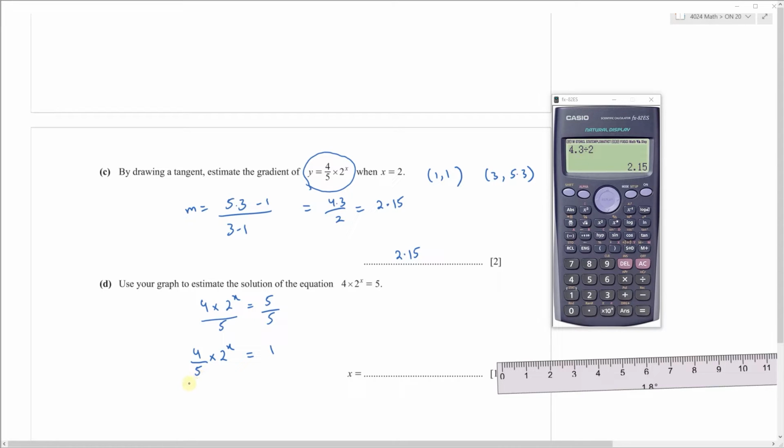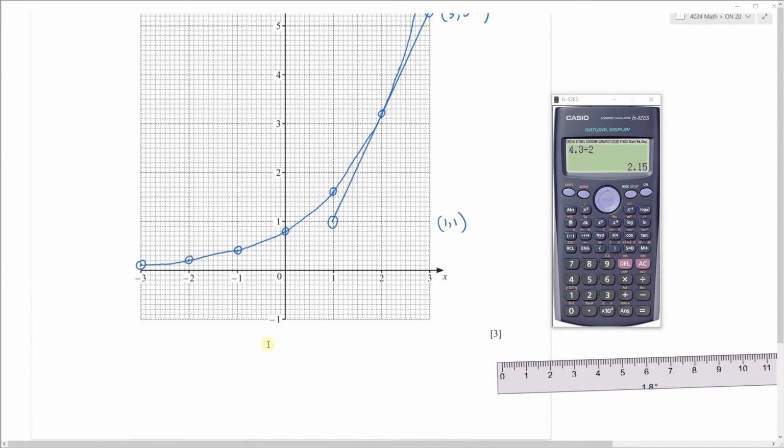So basically on one side you have the equation of the curve that you have drawn, and on the other side you have the y value, which is 1 here. So you have to find the value of x, which is the solution of this equation, when y equals 1. So let's go back to our graph.